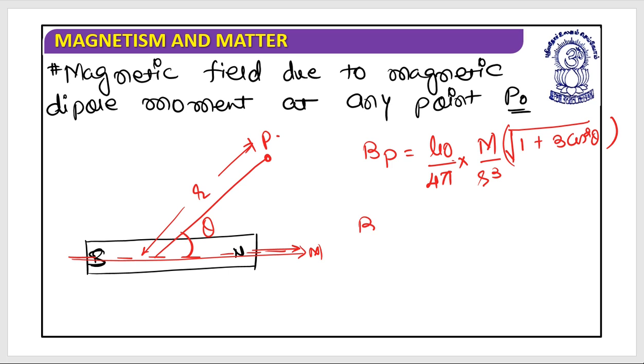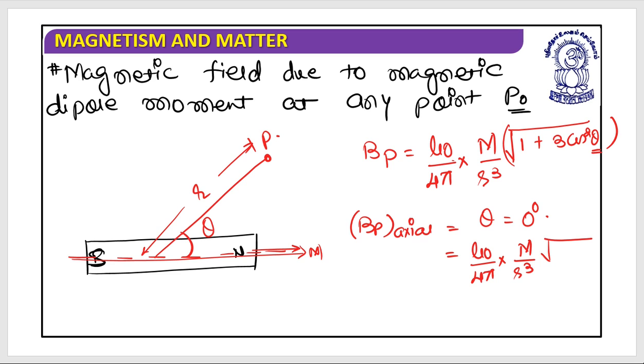If it was the case of an axial position, then this theta should be equal to 0 degree, and cos 0 would be equal to 1. So this could be written as mu naught by 4 pi into m by r cube under root of 1 plus 3 cos square 0, that is 1 plus 3, which is 4. If I take it out of the square root, this would be 2. So this is equal to mu naught by 4 pi into 2m by r cube.